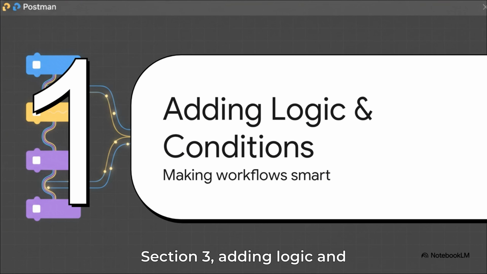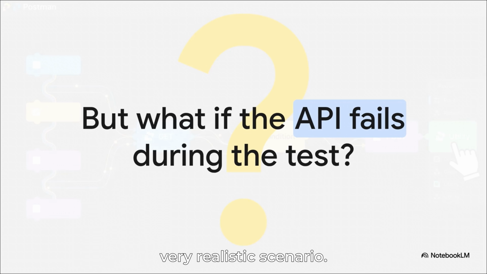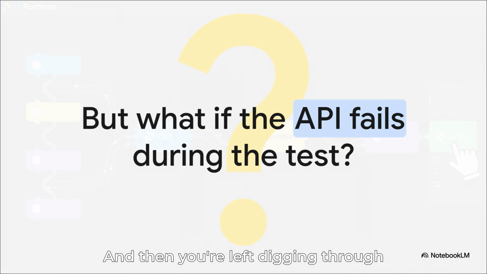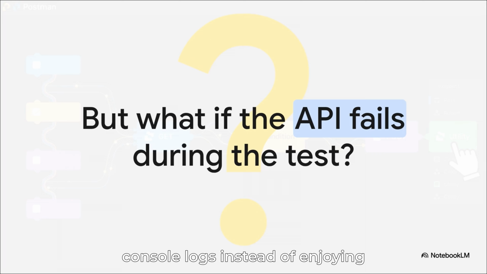Section 3. Adding logic and conditions. Making your workflow smart. Now, you might be wondering about a very realistic scenario. What if the API just straight up fails during the test? If a server goes down or a payload is malformed, a basic automation just crashes, right? And then you're left digging through console logs instead of enjoying your morning coffee. We really need the workflow to make decisions on the fly.